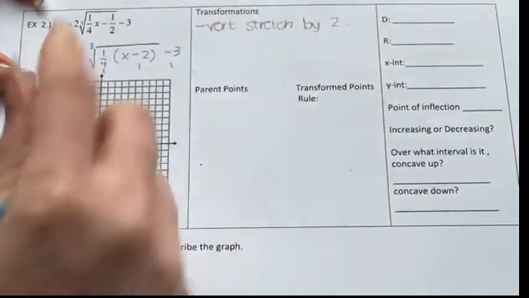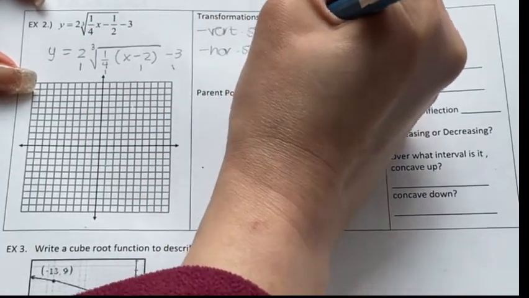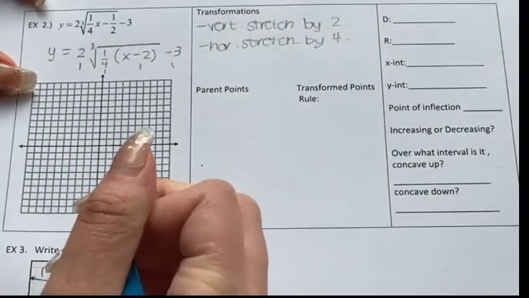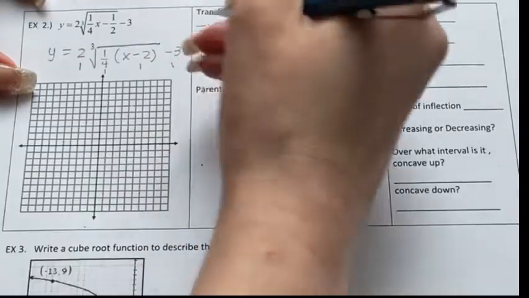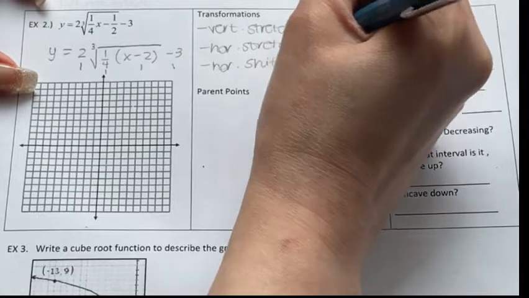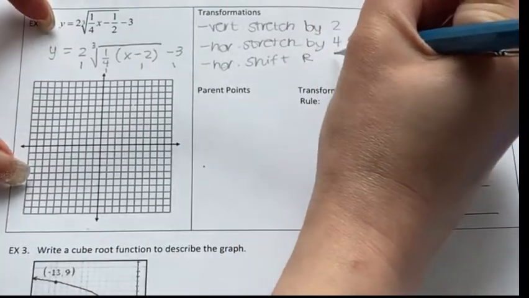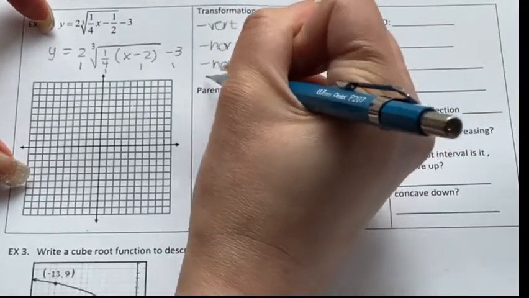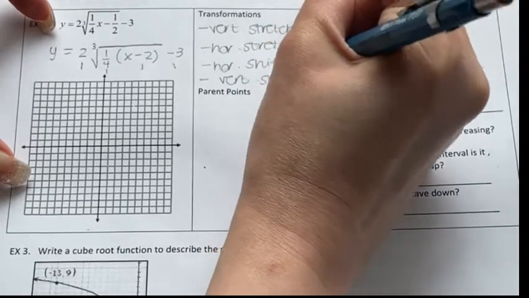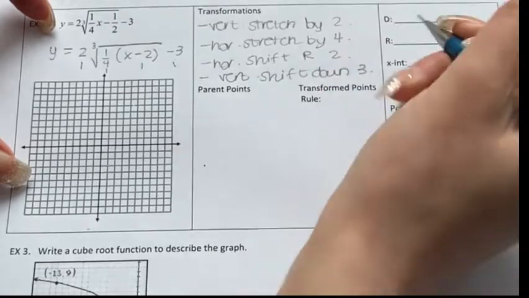Then I have this one, which is going to be a horizontal stretch by 4. Okay, then the next one that we have over here is going to be a horizontal shift. That's going to be to the right, 2. And then the last one is going to be a vertical shift down 3, by 3 units.